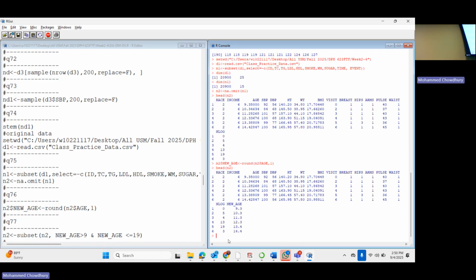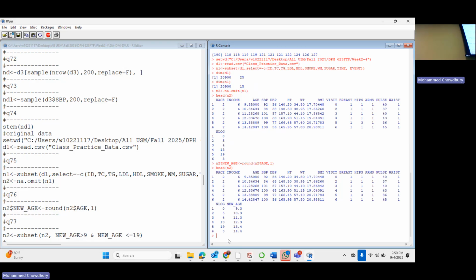So now see age is the new age. See, new age is nice, 9.3. Previously it was 9.35. So for example, 11.2, so 11.3. This one is 11.3. This age is rounded to 9.3. The original age variable is rounded to 1 decimal place. That is what this code is doing: round the age variable to 1 decimal place and name it new age. New age is constructed from the age variable.